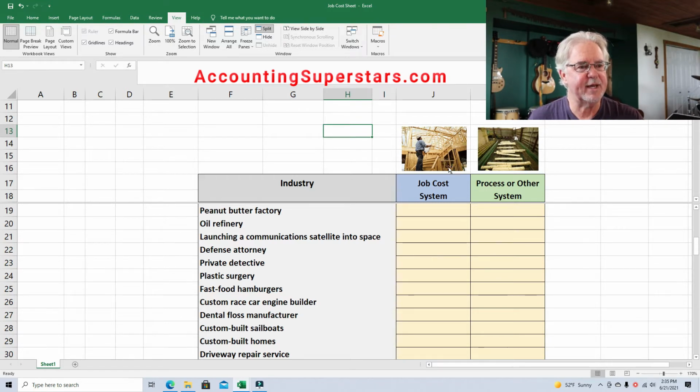For instance, here's a picture of a house, and this construction guy is building this beautiful custom home. It's one of a kind. There's no other house quite like it. And so they would use a job cost system. They'd have to track the direct labor for this house, the materials for this house, the overhead for this house, and so on and so forth.